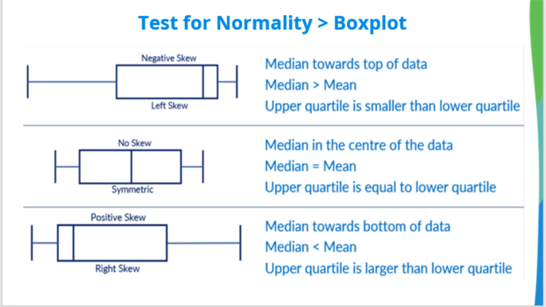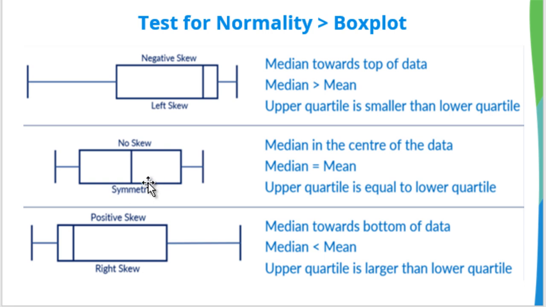So you can see on the screen that this particular one, the first one, is negatively skewed. Why? Because on this side you can see the whisker is long. This whisker from here is long. But the median is towards the top of the data, that is, the median is greater than the mean, and the upper quartile is smaller than the lower quartile.